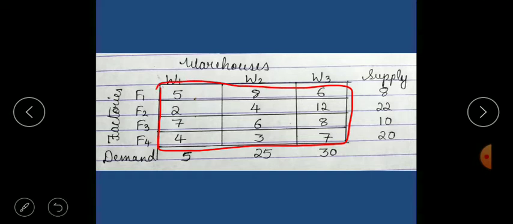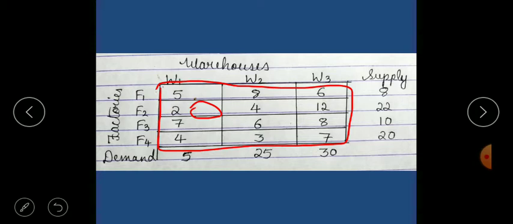This is your cost matrix. Now the least cost method: you have to find out which is the least cost in this matrix. The matrix minima method also says that you find the minimum element, or minimum unit transportation cost, out of this matrix. So which is the lowest number? The minimum number is here, so you have to allocate here. Fine. 2 is the lowest number out of this, so you have to allocate here.